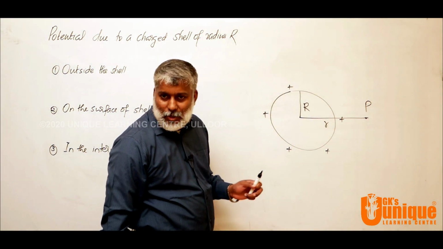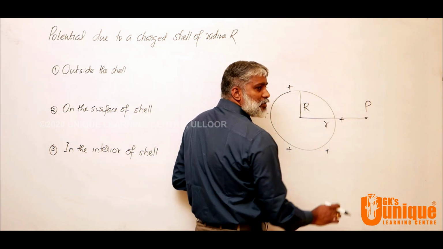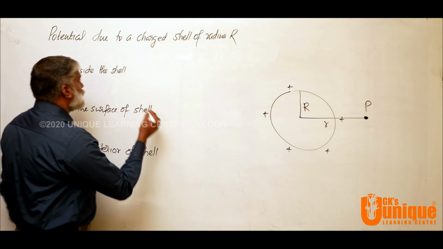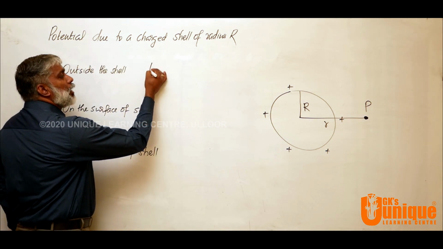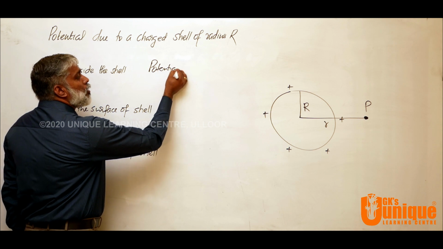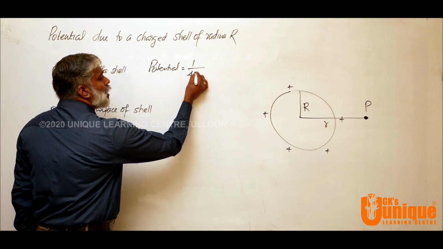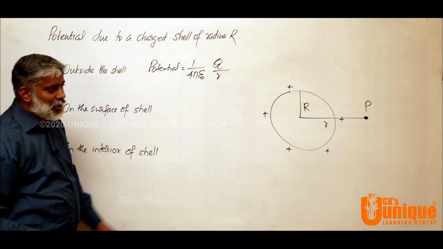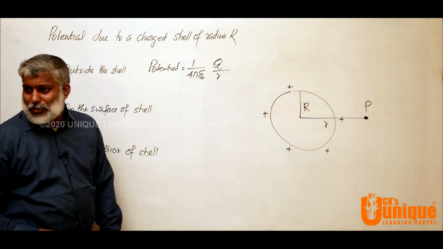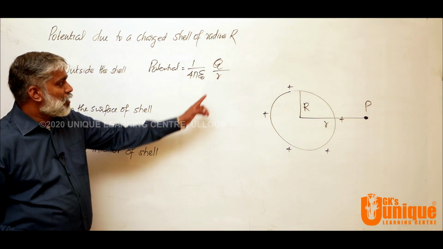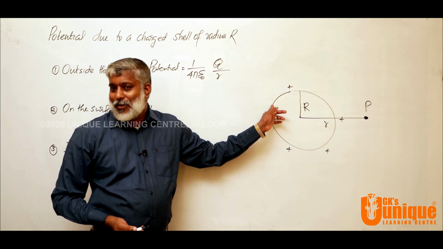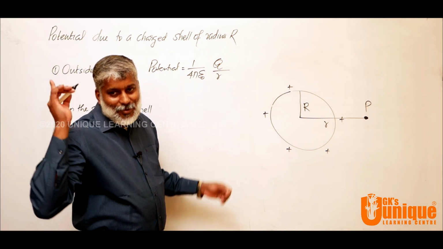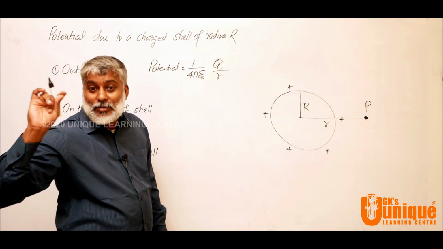So, what is the total charge given? Q. What is the distance to the point? Small r. What is the potential at this point? Potential at that point is equal to 1 by 4 pi epsilon 0 Q by small r. Keep in mind, Q is the total charge given to the shell, and small r is the distance to the point. This equation is similar to the potential due to a single charge.